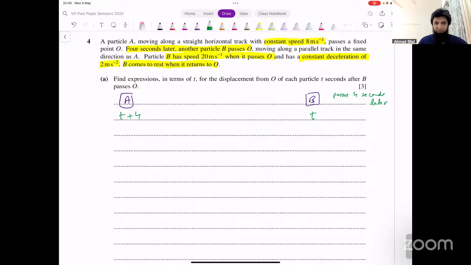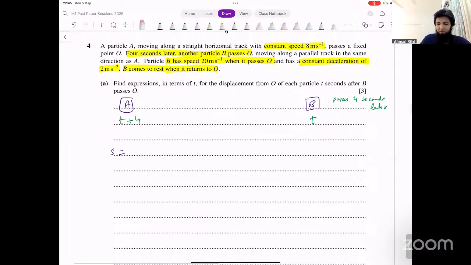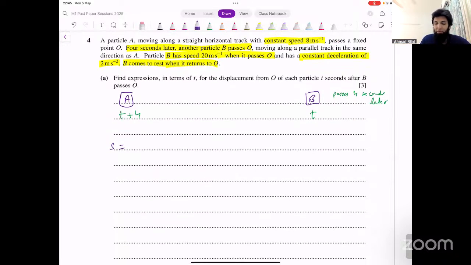These are the values of t that we would be using in this case. Now, what about the displacement function for particle A? It's moving at constant speed, so we can just use displacement equals velocity into time. That's just 8 times the time, and the time in this case is t plus 4. So we say s equals 8t plus 32. That's the equation that we've got for A.